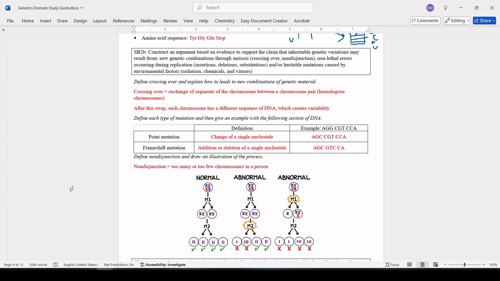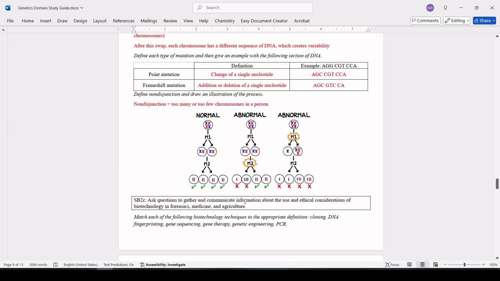So first of all, crossing over, we talked about this earlier. This is where segments of a pair of chromosomes are going to switch, and this happens in meiosis to create differences or variability. If we have mutations within the DNA, there's two types. The first is point mutation, where we change a single base. So if CGT, CCA is my original sequence up here. If you will see here, I've changed the G to a C at the end of the first three letters. So that's a point mutation.